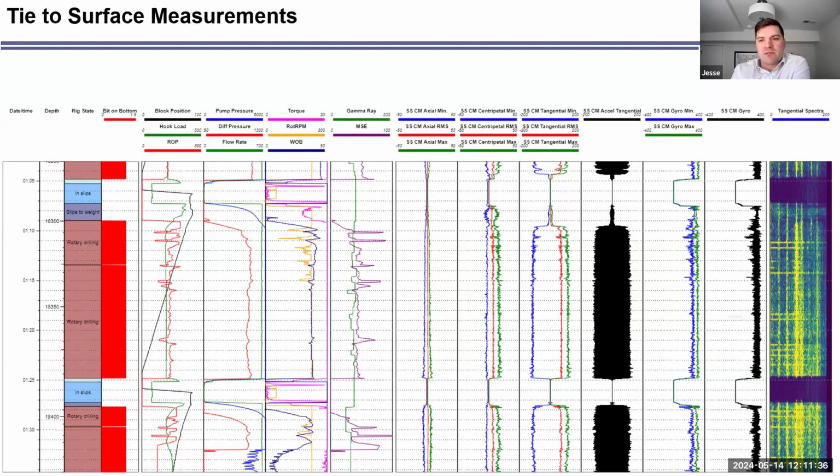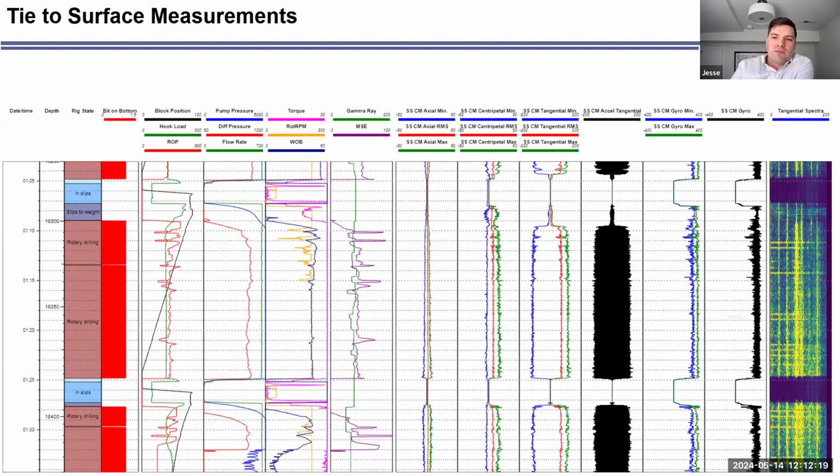And then we have things like the rig state. So you can see in here you have rotary drilling in kind of that red color. And then you have in the slips in the blue. So if you look at the time periods that you're in the slips, you should expect to see no acceleration. Now here, of course, we've already tied the downhole data to these surface EDR measurements, but this is basically the process that you would use. You look for all of the flat acceleration time periods, and you tie it to times when you're not actually progressing in depth.